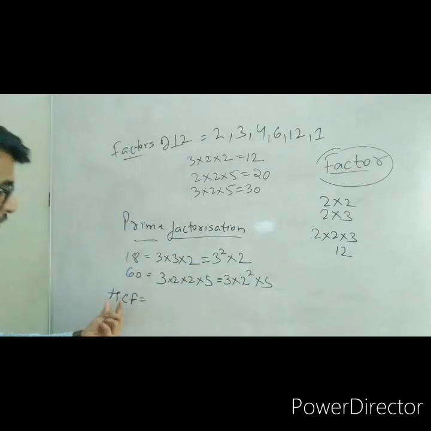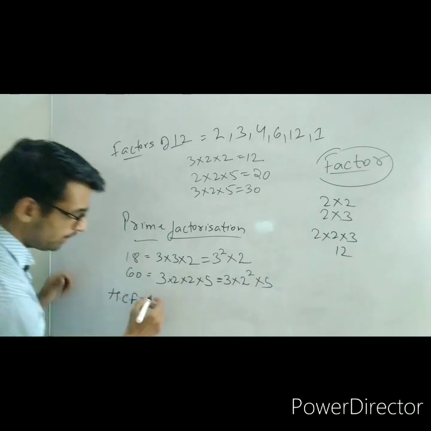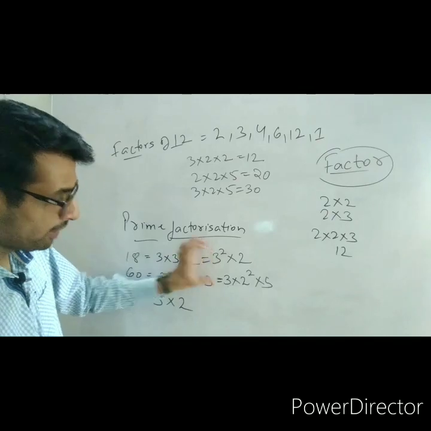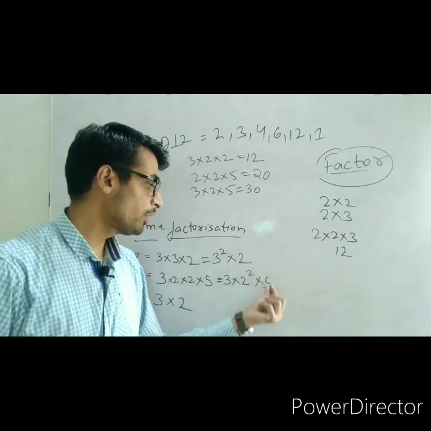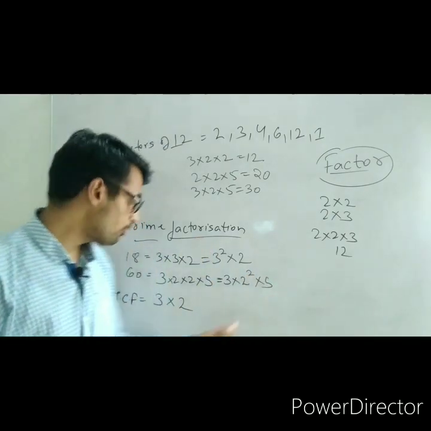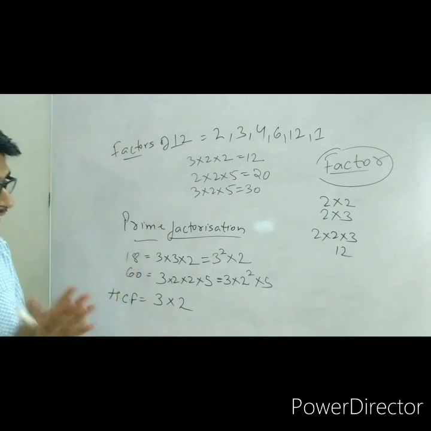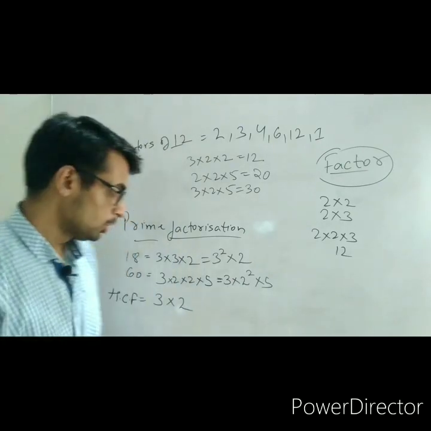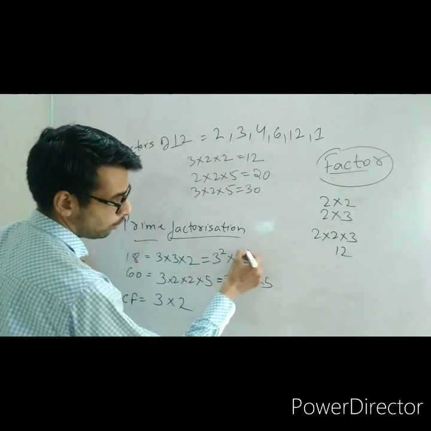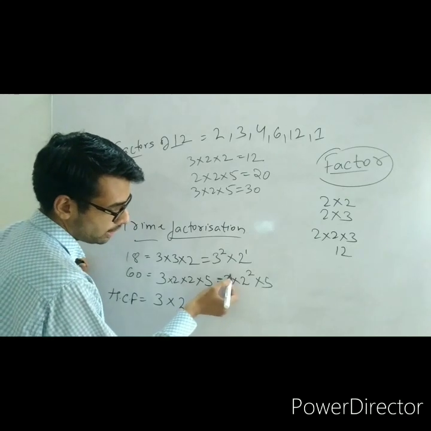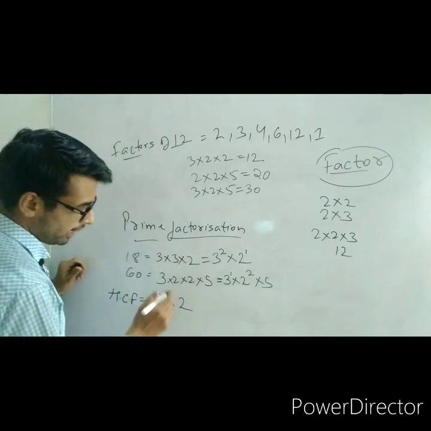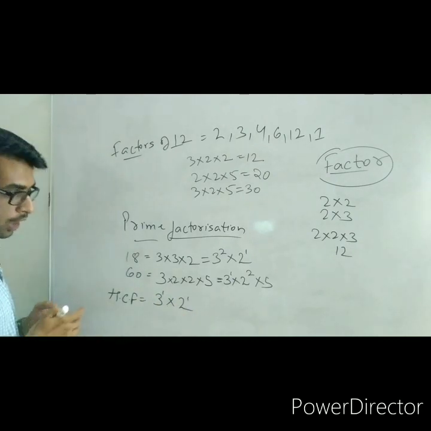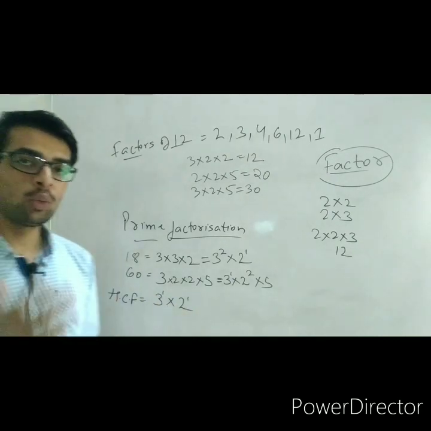So now to find the HCF, only 3 and 2 are common in both these factorizations. 5 is not common, so we cannot say 5 is a common factor for these two. Now the rule says that we have to choose the lowest power. In this case, 2 raised to power 1 is the lowest power, and 3 raised to power 1 is the lowest power. So we write 3 raised to power 1 and 2 raised to power 1. Okay. So now the question comes, why the lowest power?